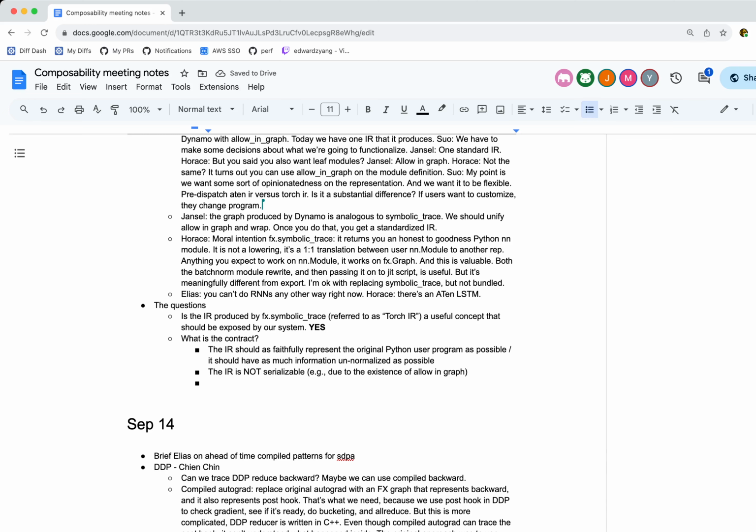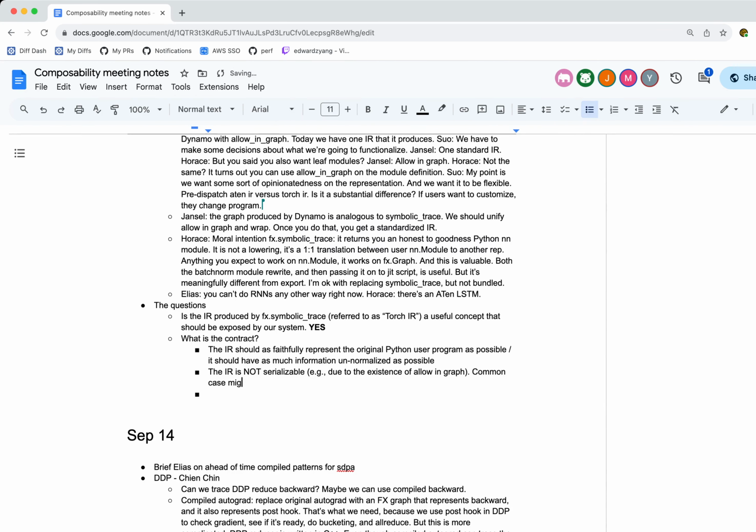I think the common case is probably that pickle works. Yeah, it's less an element of the contract than just a technical fact that we can't serialize. Or actually, no, I do view this as an element of the contract. I feel like fx.wrap is not a minor detail of fx.symbolic_trace. It's fundamental. It's a pretty fundamental use case for it. Yeah, so I think this is agreed.